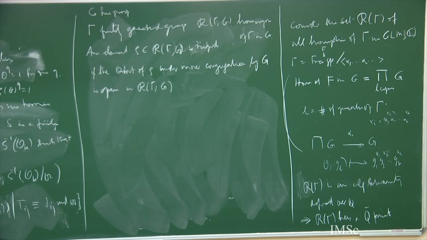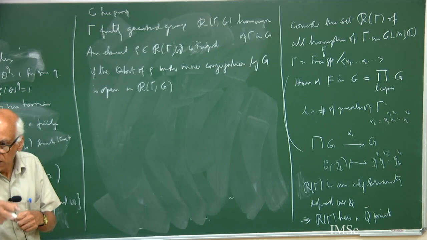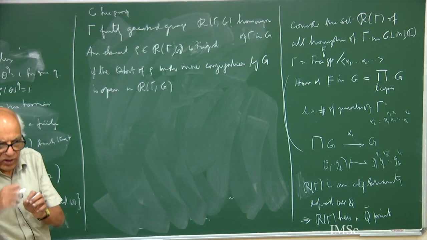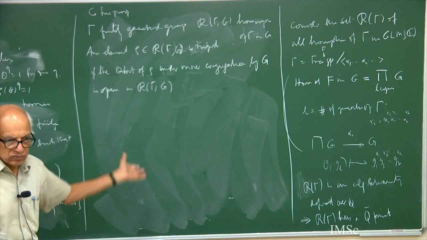So, for instance, if you have a one parameter family of homomorphisms, say ρ_t as t varies over the interval, and ρ_0 is rigid, then every ρ_t becomes conjugate to ρ_0 for t sufficiently close to the origin. That's what it implies. That's why the name rigidity.